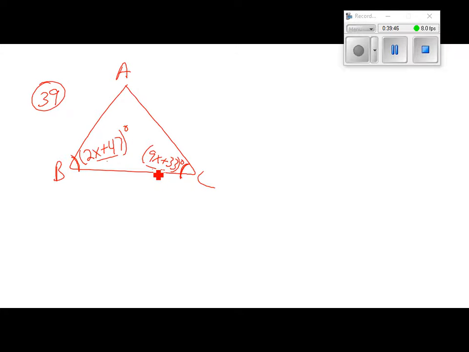Now back to the spire thing. Doesn't matter if you know what a spire is or not. It's just like the peak of the house or whatever. You don't have to worry about what a spire actually is, just use the information you're given. So we know that 2x plus 47 should equal 9x plus 33. This time we're not adding them together, we're setting them equal to each other.